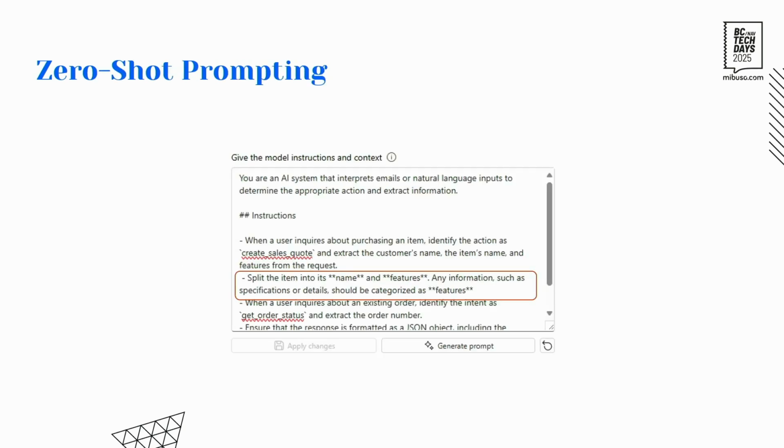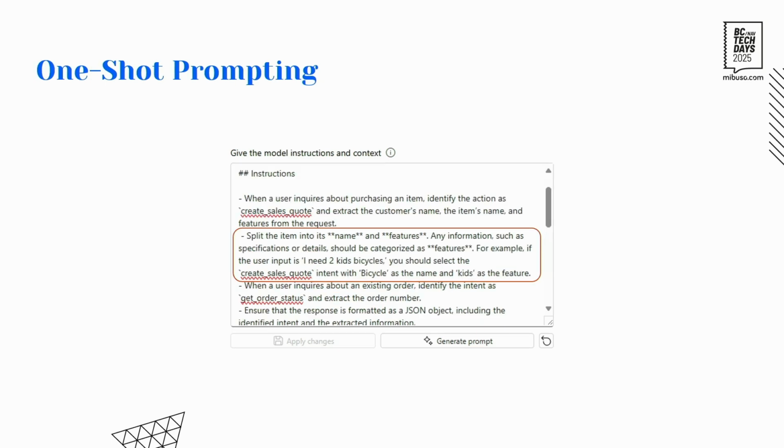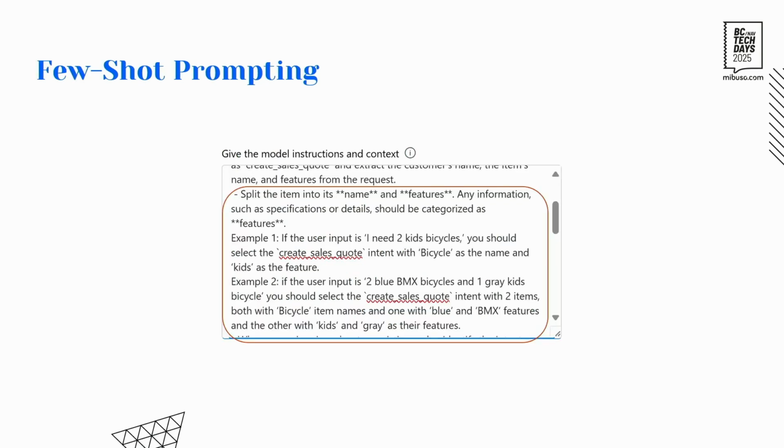And what is this? We had already seen it earlier where Qasim gave it the example of, hey, I want to split this item name and the features. This is what we call zero-shot prompting. We've not given any example on how to do this. We're just relying on the model's pre-training to determine what it should do with this information. With one-shot, very similar to what Qasim had already shown, we gave it an example of, I need 2 kids' bicycles, and then split the kid and bicycle up. Few-shot, simple enough, is just more examples, not complicated.